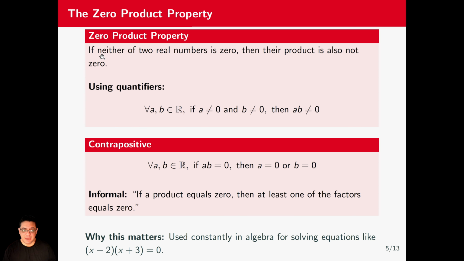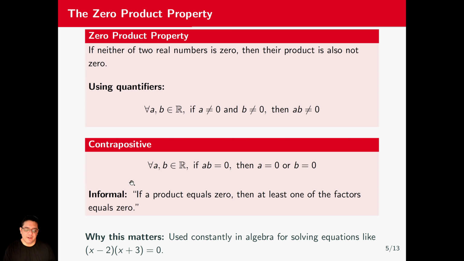That is, if you have two numbers that are not zero, then the product is not going to be zero. So for example, using quantifiers, that means that for all a and b that belong to the real numbers, if a is not zero and b is not zero, then a times b is not going to be zero. The contrapositive of this is that for all a and b that belong to the real numbers, if a times b is equal to 0, then either a is equal to 0 or b is equal to 0. So this means that if the product of two numbers is 0, it's because one of them has got to be 0.